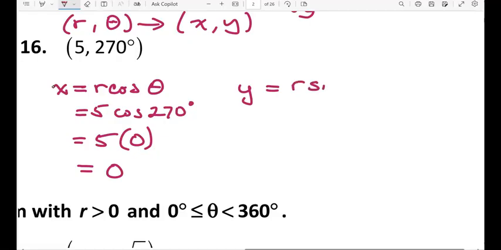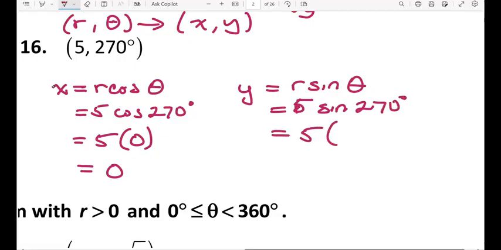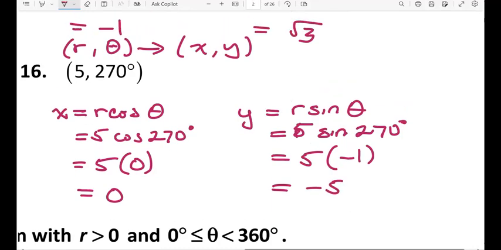Y is equal to r times the sine of theta. And our r value is 5. And theta is 270 degrees. The sine of 270 degrees is negative 1. So the y value is negative 5. So in x comma y form, this is 0 comma negative 5.